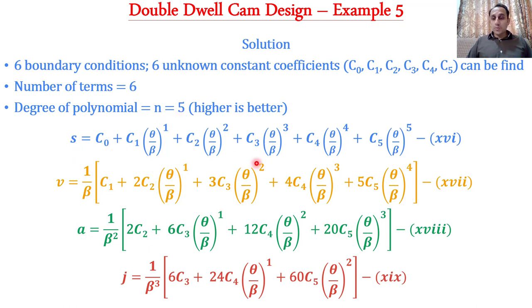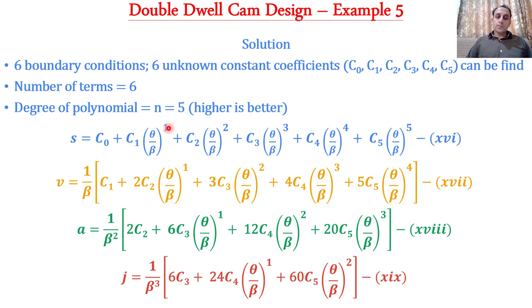So this is the polynomial function which we are using to construct our SVAJ diagram. Now what we will do? We will take the derivative of this displacement function to get the velocity function. It's very simple. C naught will be eliminated because it is a constant, and we will get the other 5 terms: 1, 2, 3, 4, 5 terms. Taking the derivative of any term is very easy.